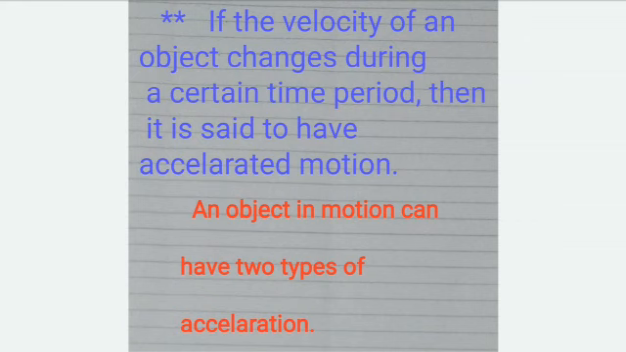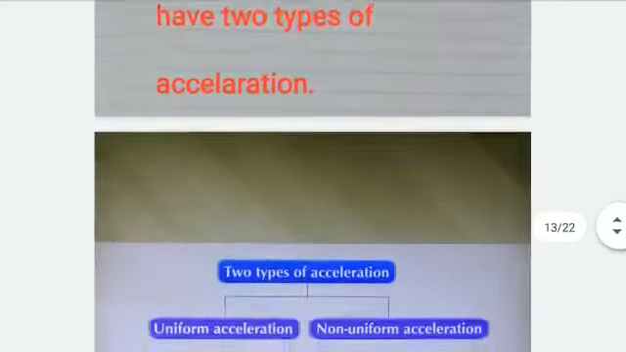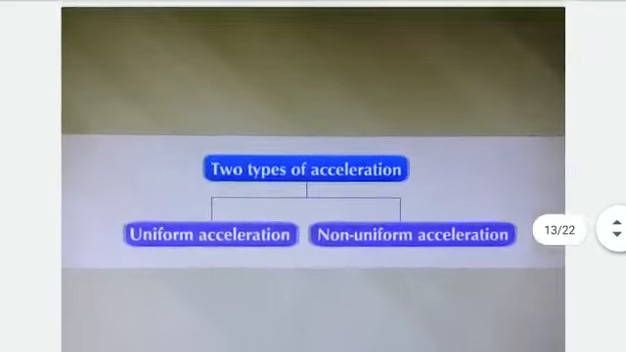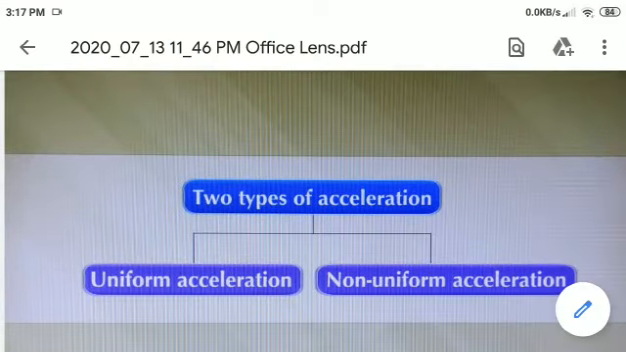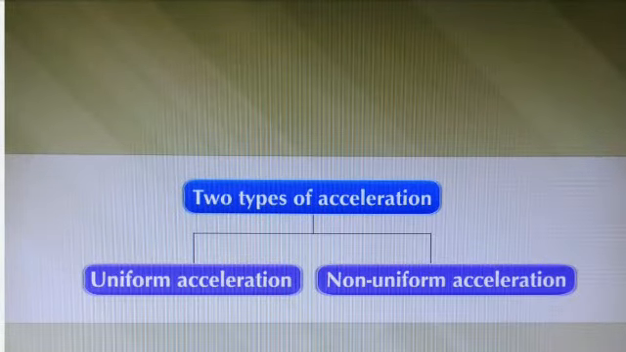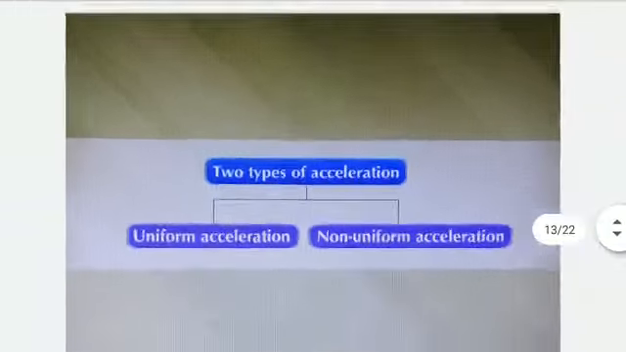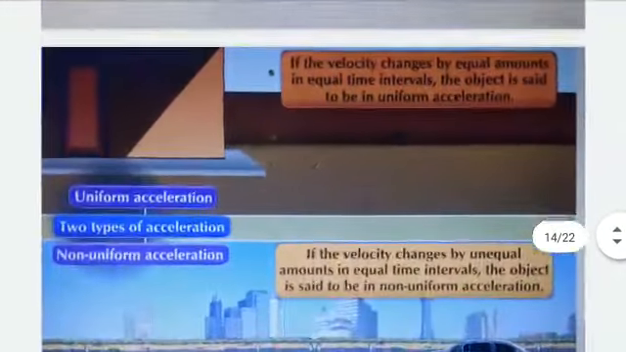An object in motion can have two types of acceleration. Let us see which are these two types. There are two types of acceleration: one is uniform acceleration and the other is non-uniform acceleration.